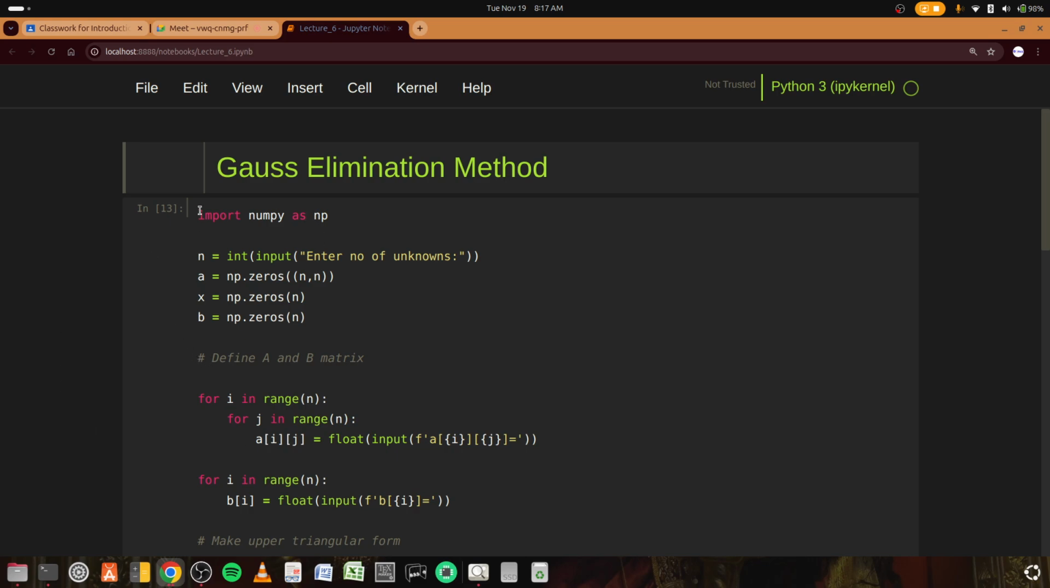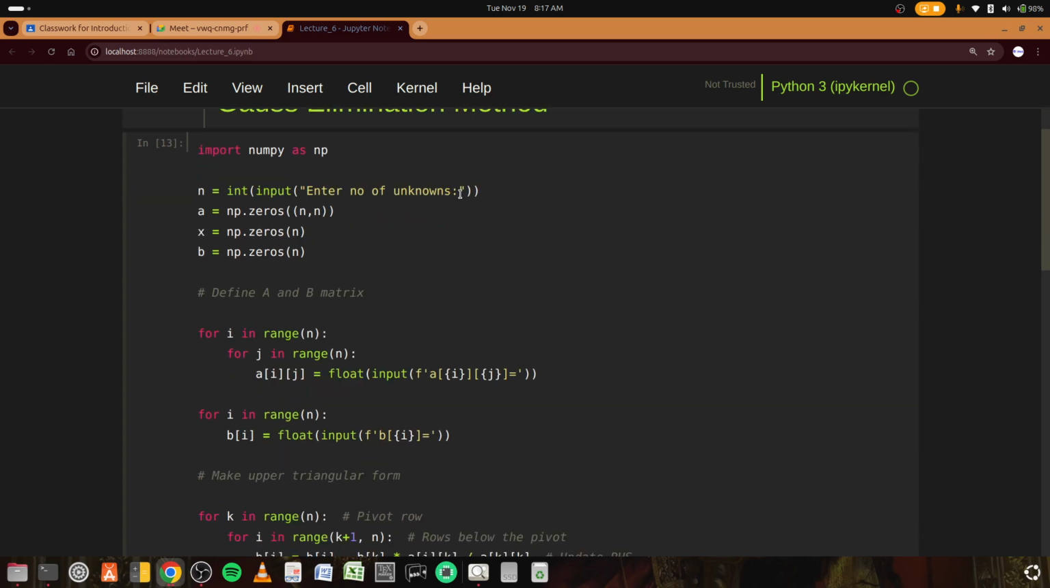The first step is to import numpy. Here we are importing numpy as np. Then input the number of unknowns you have. Suppose you have 3 or 4. In the previous example we had 3 unknowns, x1, x2 and x3 in the last class. And then what is this? This A is the coefficient matrix, right? If there are 3 unknowns, then the coefficient matrix will be a matrix of order 3 cross 3, right?